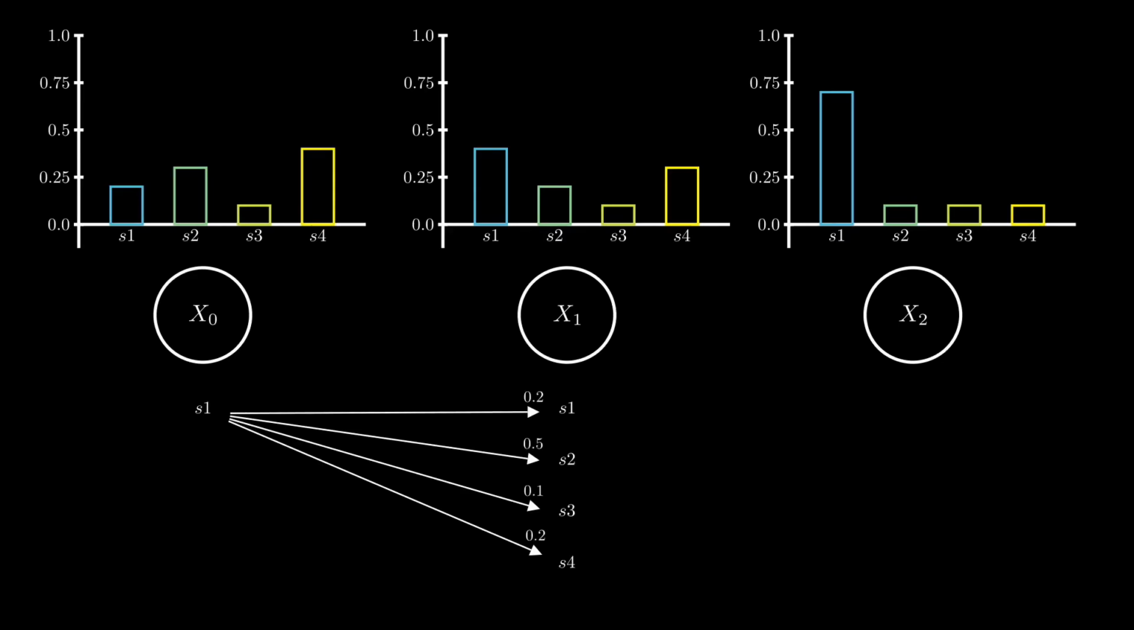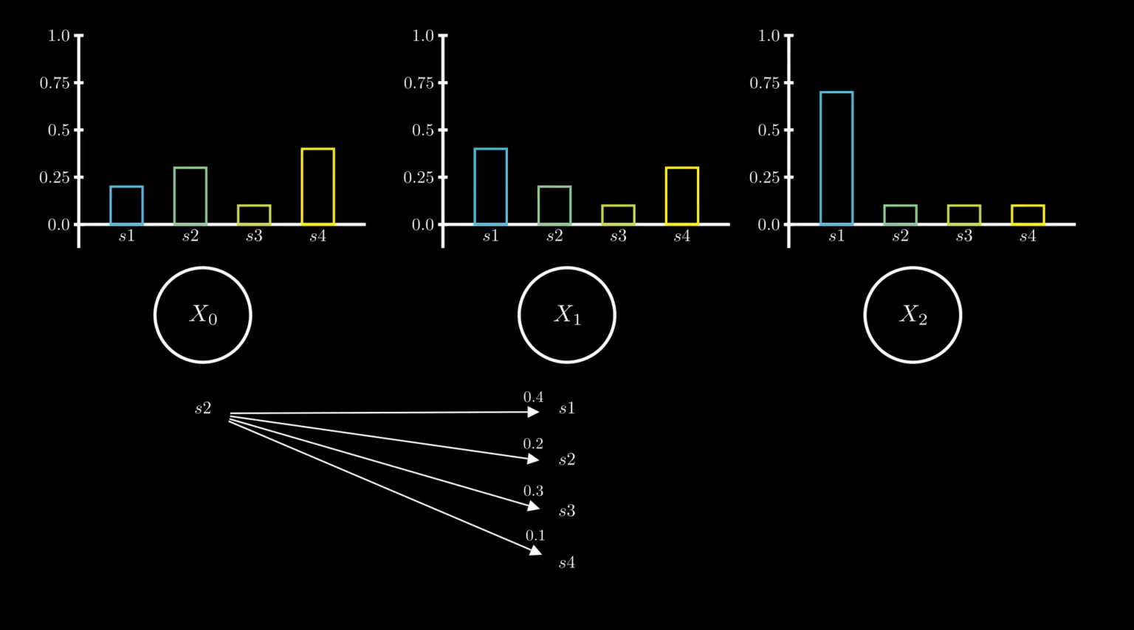We either make a hypothesis or use our domain knowledge to say that if at t equals 0, the realized value is s1, then the probability that at t equals 1, it will still be in s1 is 20%. Probability that at t equals 1, it will be in state 2 is 50%, and so on for the other states. If the realized value at t equals 0 was s2, then the probabilities of realized values at t equals 1 will be different. These types of probabilities are called transition probabilities.